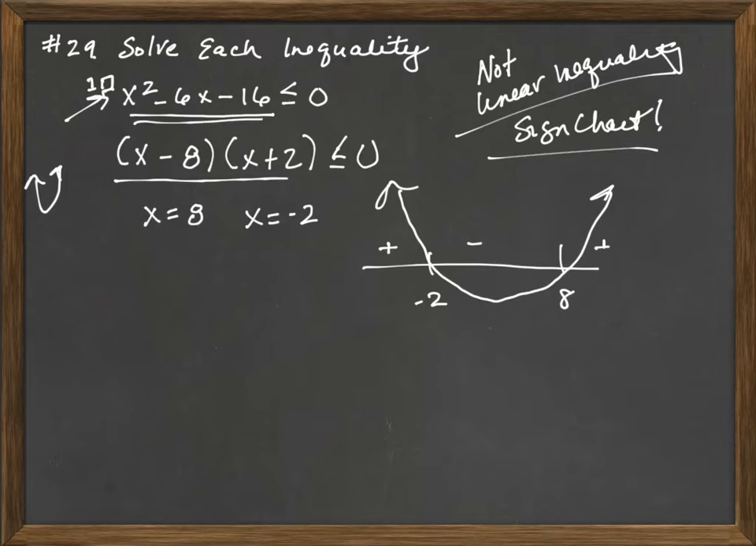And it asks, when is it negative? So you would say that it's negative between, and this is less than or equal, so you would use a hard bracket, negative 2 comma 8. Not negative 8, negative 2 comma 8. So that would be the answer for number 29.